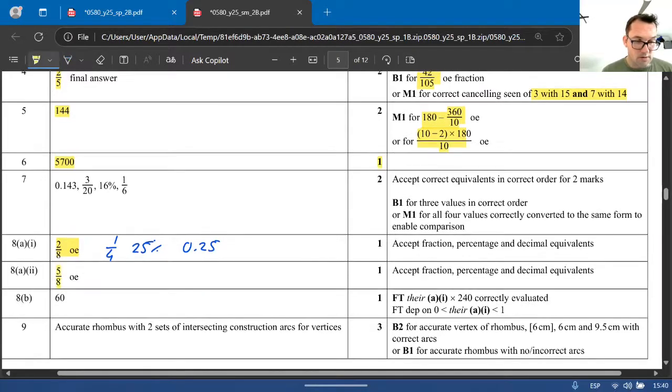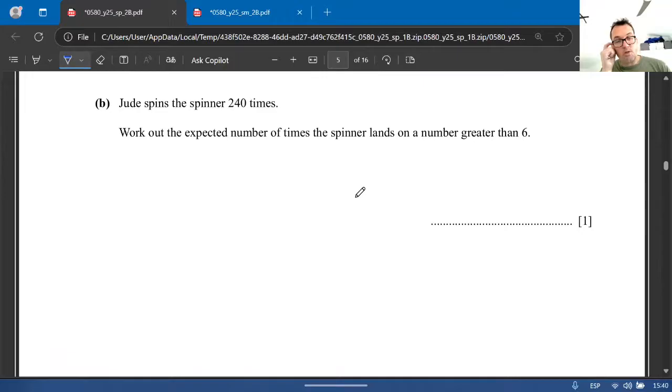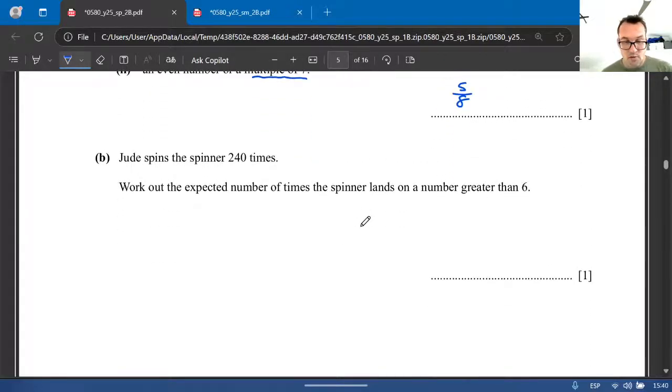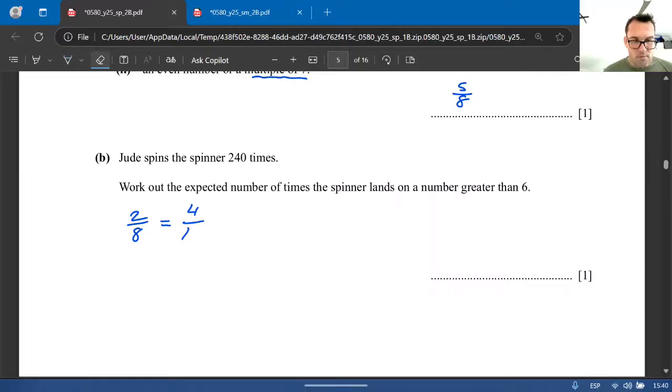And that's correct. Then Jude spins the spinner 240 times. Work out the number of times the spinner lands on a number greater than 6. Remember, the probability for that was 2/8, 2 out of 8. That means if we spin it 8 times, we expect it to land twice on a 7 or 8. That makes a lot of sense, right? That also means if we spin it 16 times, we expect it to land 4 times. So what about if we spin it 240 times? How do we change 8 to 240?